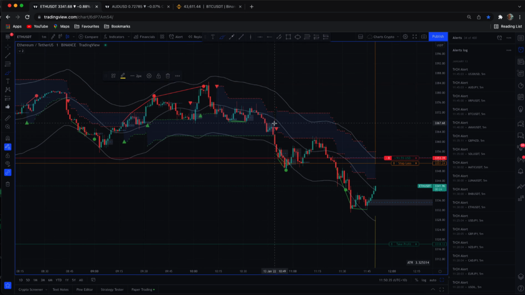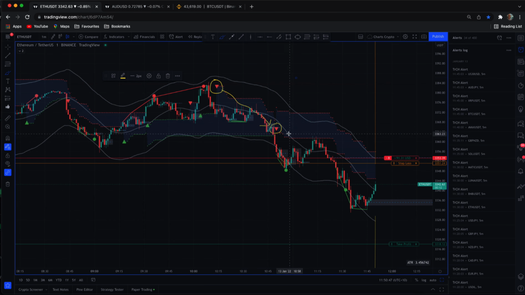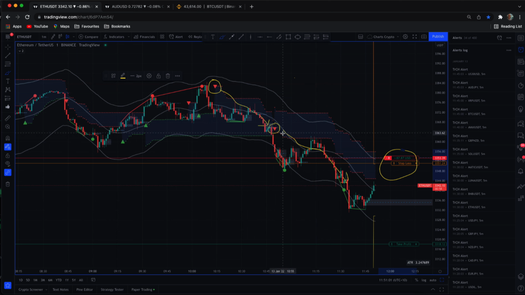Here's the thing. We have these triangles. If we see the red triangle preceded by a red triangle, this is a 1 minute chart, guys. There it is up there. We take the trade on the pullback into the mean. So this was my short. Down it went. Take partial profits, set up your stop loss, and that's a winner.